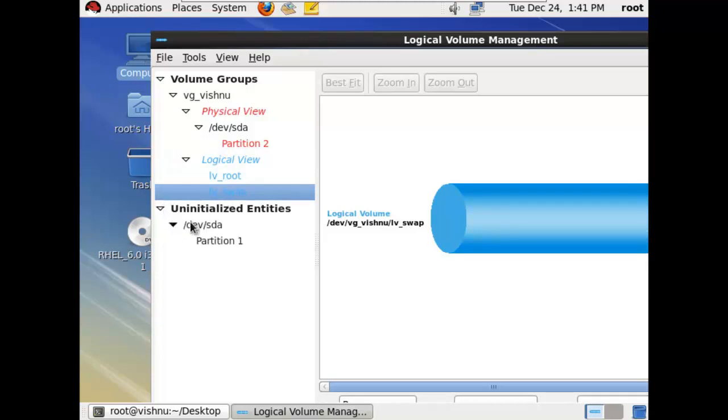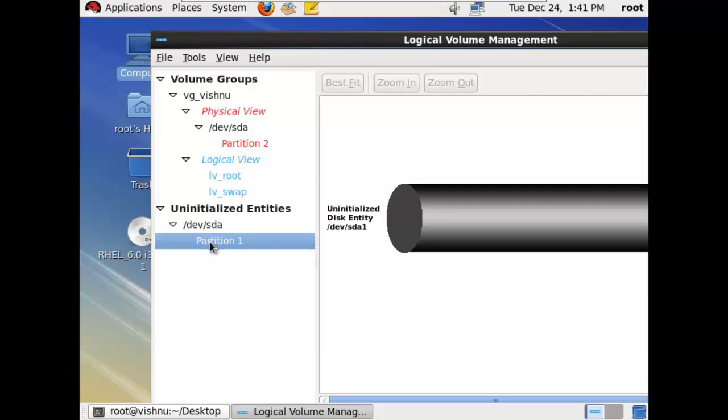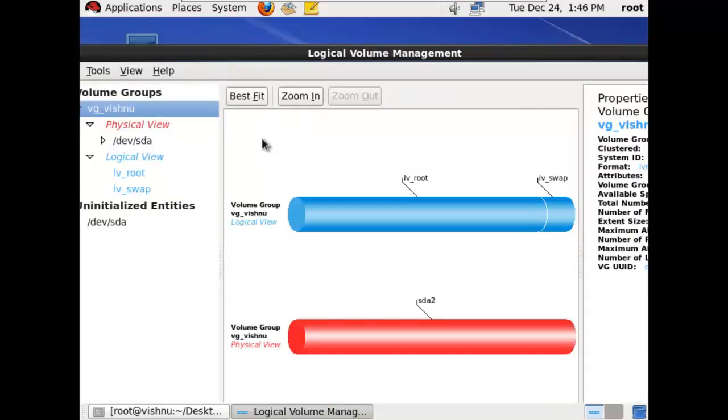And inside this, guys, we have the uninitialized entity, which is SDA, and inside this SDA we have SDA1, the partition 1. Also, guys, if you click on this VZ, which is VG_Vishnu, a volume group, then after clicking it you can see that this volume group consists of LV root, and the storage of this LV root is up to this extent, and this LV_swap has the storage capacity of only this much extent.